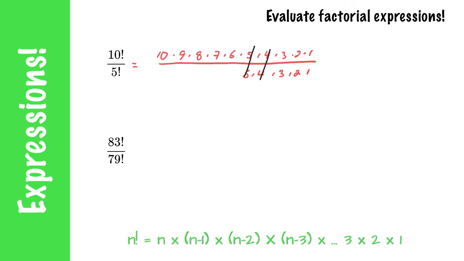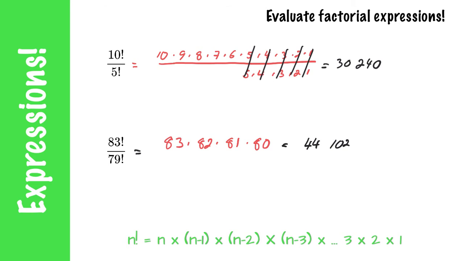These numbers all cancel out, and you're left with 10 times 9 times 8 times 7 times 6, which will give you 30240. The second one, following the pattern of the first, becomes 83 times 82 times 81 times 80, and that value becomes 44,102,880.